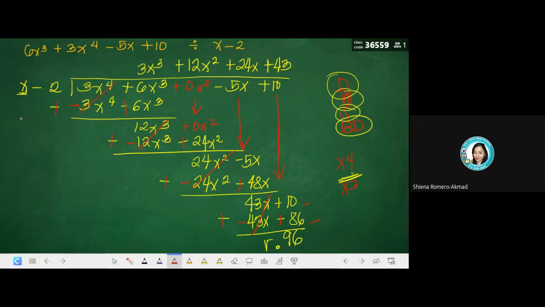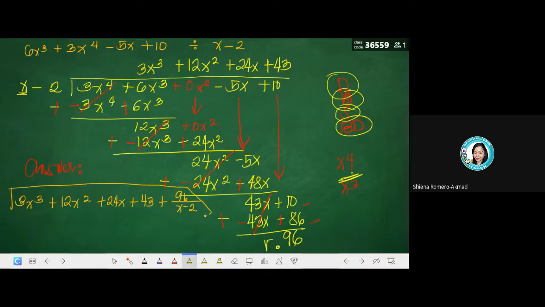So, how do we write the answer? Magiging answer po natin ay 3x cubed plus 12x squared plus 24x plus 43 plus 96 divided by x minus 2. So this will be our final answer. Ayan. Okay?